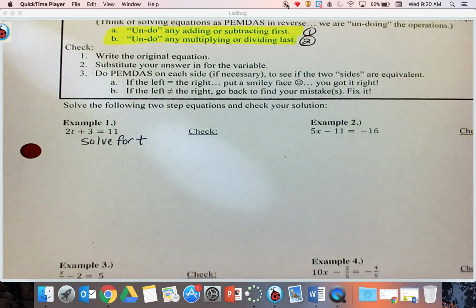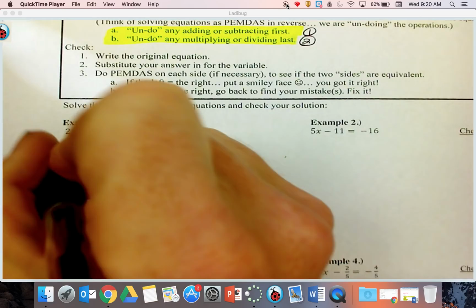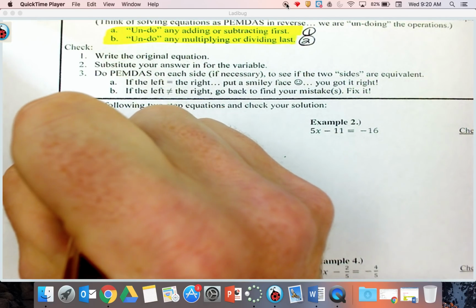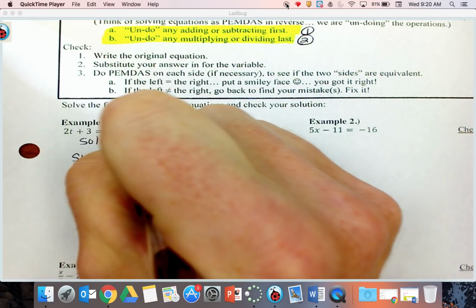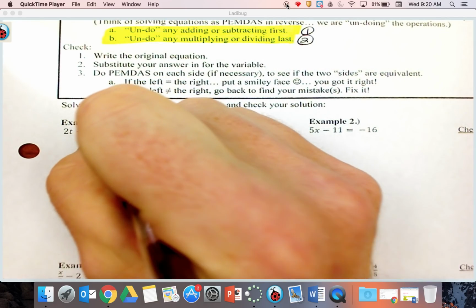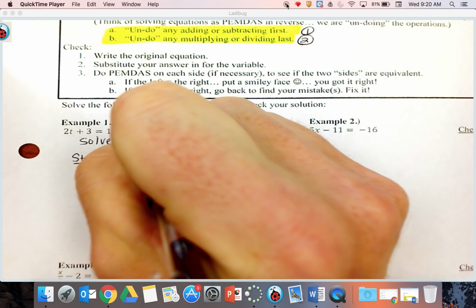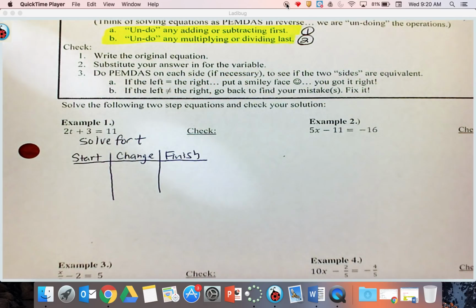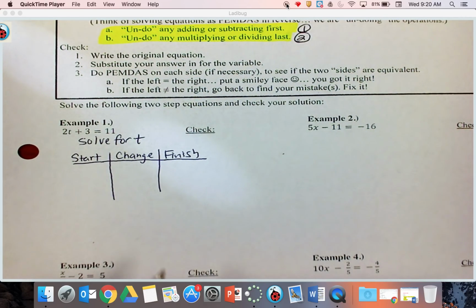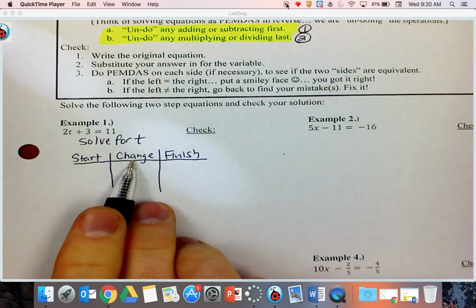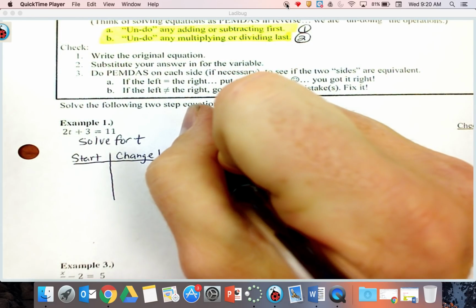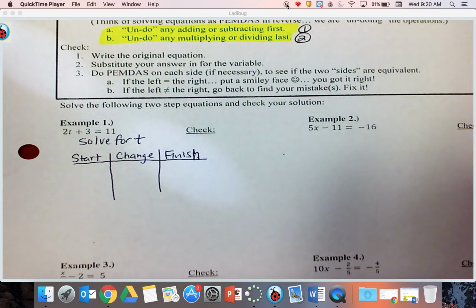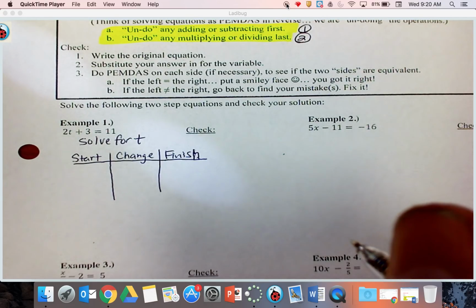Okay, so our first step is to set up an organizer here. It's a 3-column method that's going to help you solve these. I'm going to write it out for you so you can see it. We have our start, our change, and our finish. That's our 3-column method to help us organize so that we know which to move first.